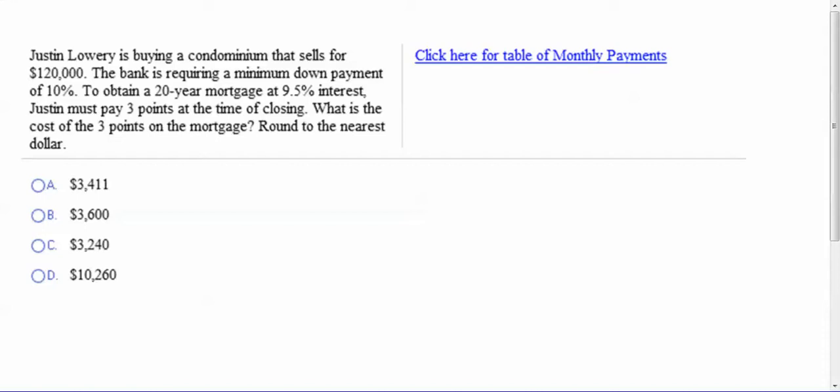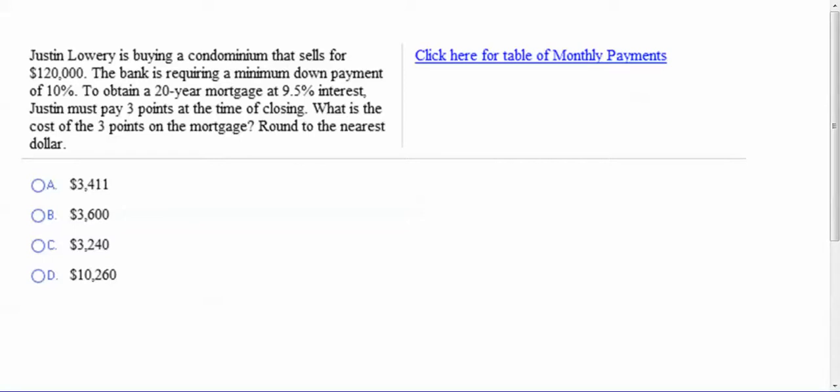This example is from MGF 1107, section 11.5, when dealing with mortgages. In this example, it says Justin is buying a condo that sells for $120,000. The bank is requiring a down payment of 10% of that, and to obtain a 20-year mortgage at 9.5% interest, he must pay 3 points at the time of closing. What is the cost in dollars of those 3 points on the mortgage?